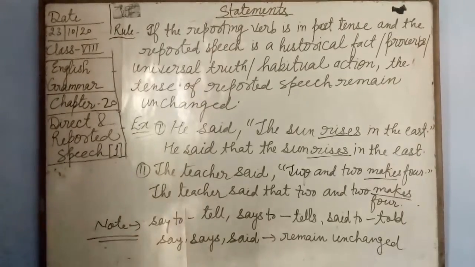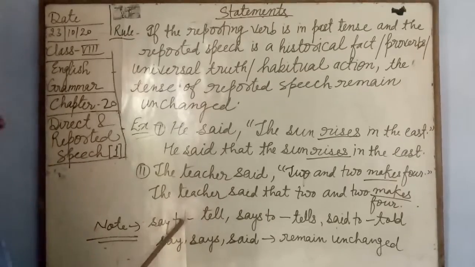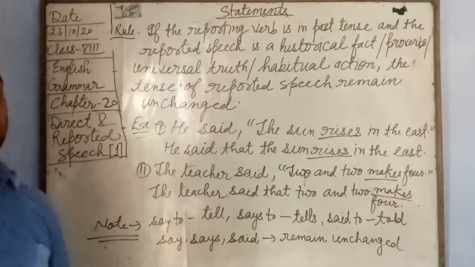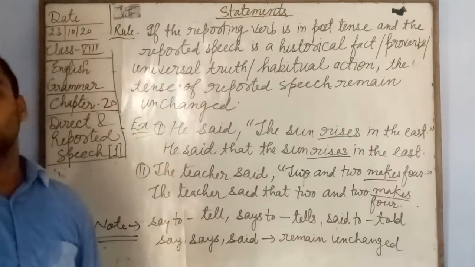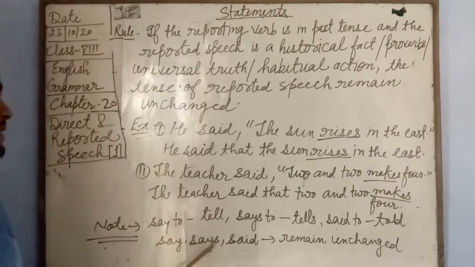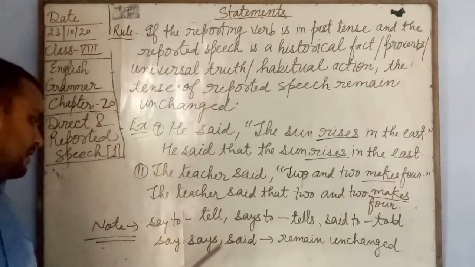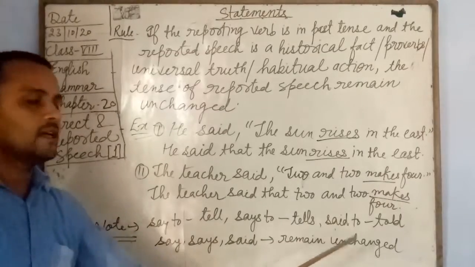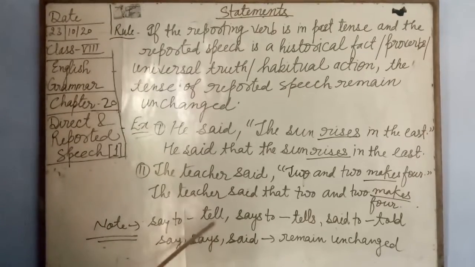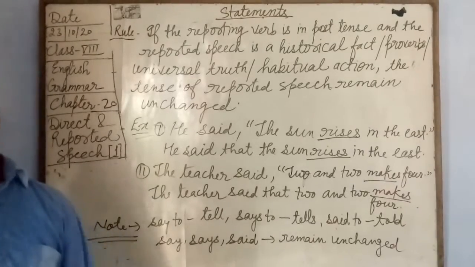Now see one point. Students, if your reporting verb is say to, then it will be changed into tell. If it is says to, then it will be changed into tells. If the reporting verb is said to, then it will be changed into told. If the reporting verb is only say, says, said, meaning there is no object after it, then these reporting verbs will remain unchanged. Say to becomes tell, says to becomes tells, said to becomes told, and say, says, said remain unchanged.